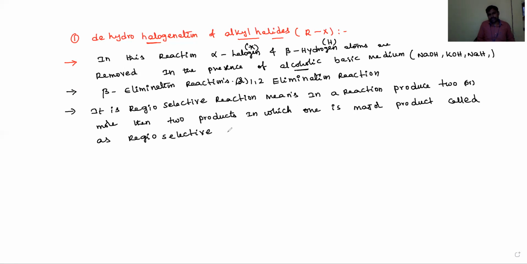Regioselective reactions. Okay, dear students, what is the meaning of regioselective reactions? A regioselective reaction means a chemical reaction that produces two or more products.